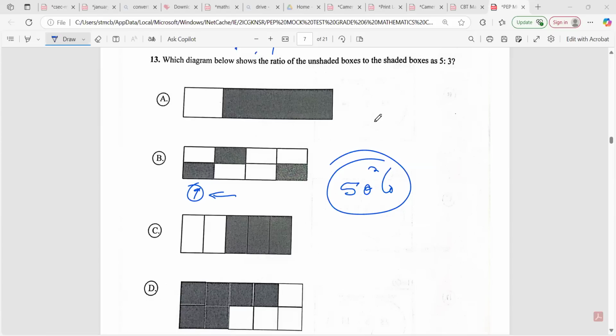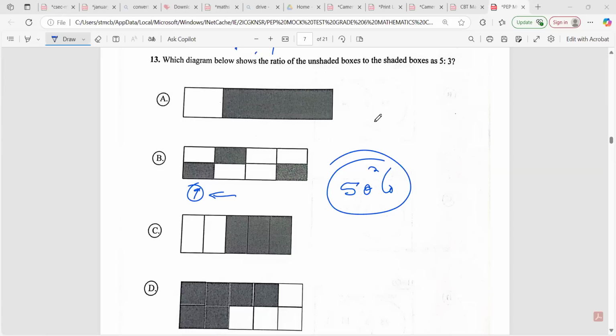Yes, sir. You want to try this one? Yes, sir. All right. It says, which diagram below shows the ratio of the unshaded boxes to the shaded boxes as 5:3?